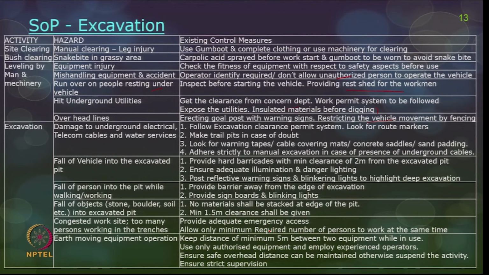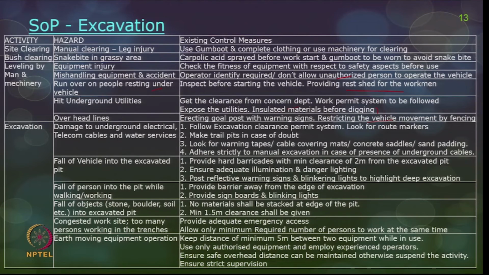Fall of objects into the excavated pit: no material should be stacked at the edge of the pit. A minimum 1.5 meter clearance should be given. Congested work site, too many persons working in the trenches: provide adequate emergency access. Allow only the minimum required number of persons to work at the same time.